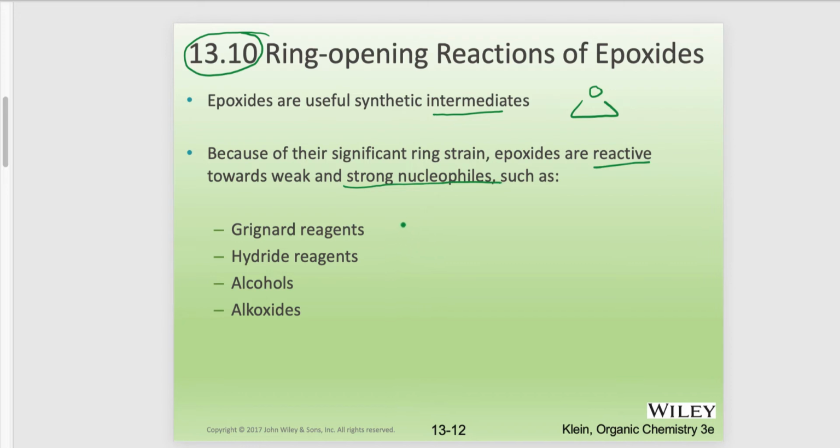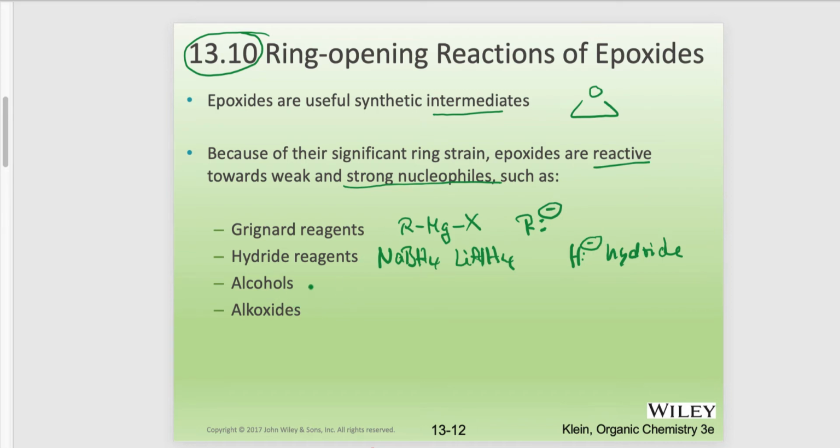Grignard agents are those reagents that have a magnesium and then an X, so that can be chlorine or bromine. And this is basically a source for an R minus, which is a strong nucleophile. Hydride reagents, we can utilize things like sodium borohydride and lithium aluminum hydride. All of these are sources of hydride, not to be confused with proton. This is a hydride. This is actually nucleophilic.